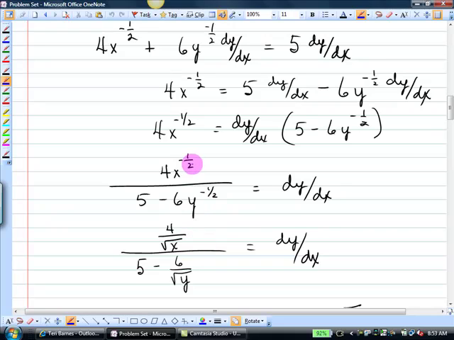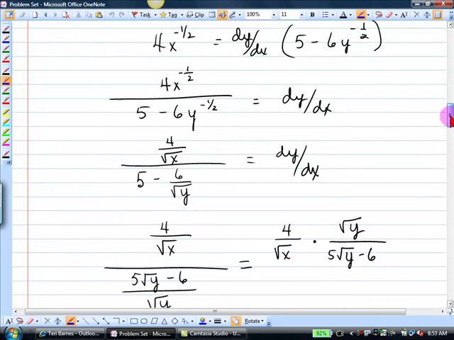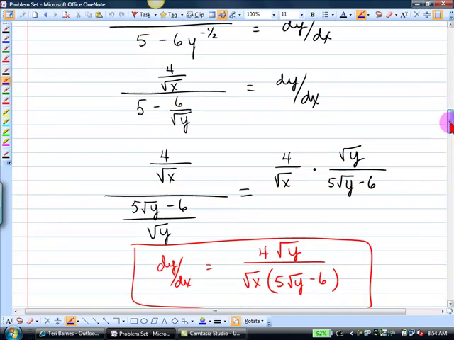Right, this is a negative 1/2, so it's not only a square root, but it's on the bottom. So 4 over the square root of x. And this is 5 minus 6 over the square root of y. But I think in MyMathLab they want you to go a little bit further. So what you have, actually you can have, here's a thing down here.